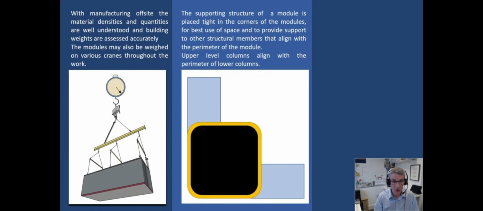The support structure for a module is best placed in the corners and pushed out to the outer edge so it picks up the structural members. As the structural members reduce up through the buildings, they are also pushed to the outer corner. So there's an eccentricity that's generated and must be considered in the design.